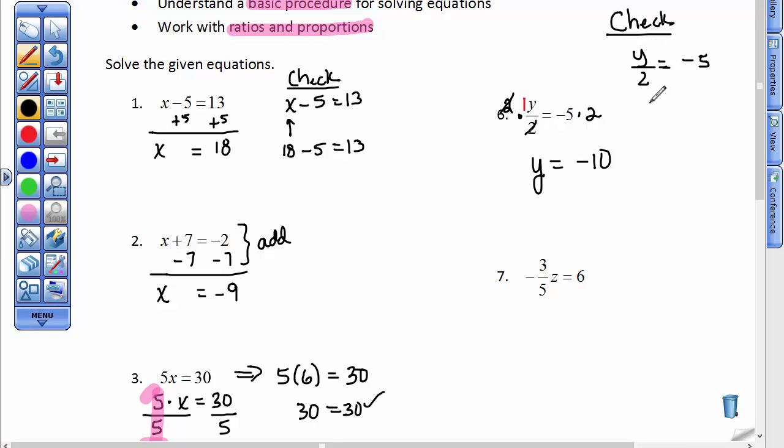Again, this problem, it was y over 2 equals a -5, and I want to know if y is a -10, so I'll substitute that in, and I'll ask myself, is a -10 divided by 2 equal to a -5? It sure is. I put a check mark and say, good, you got it right.